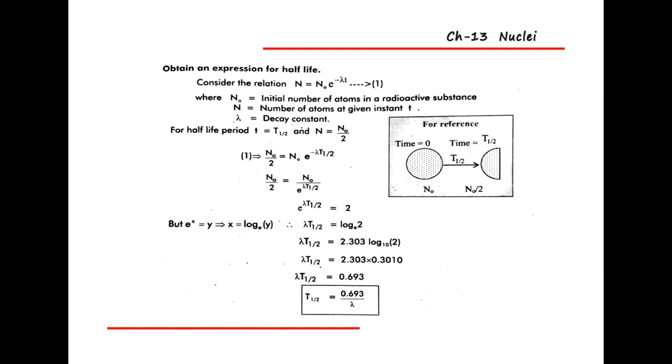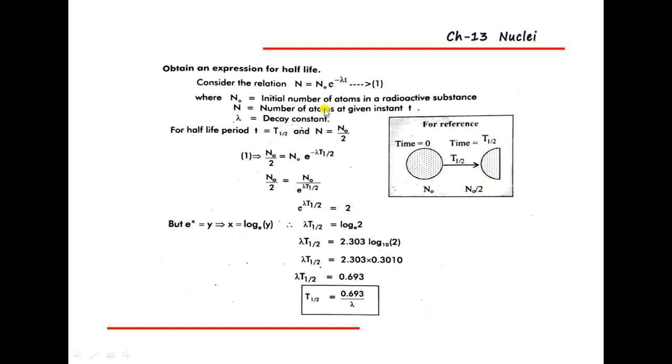N naught will be the initial number of atoms in that radioactive substance at time 0. Initially it is time 0. For half-life, for t half, you should take N naught by 2. So for t it is N naught, and for t half it is N naught by 2.